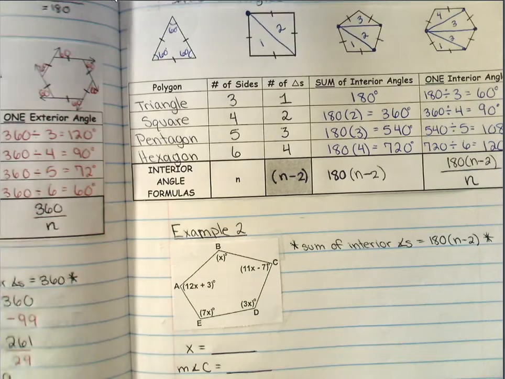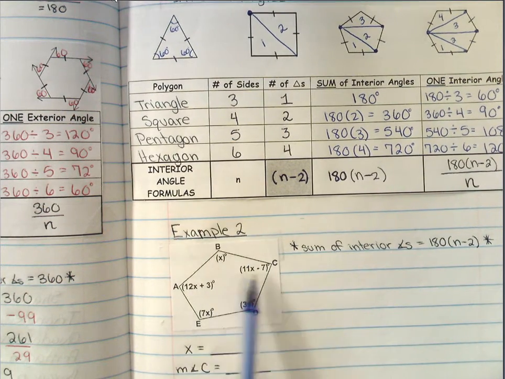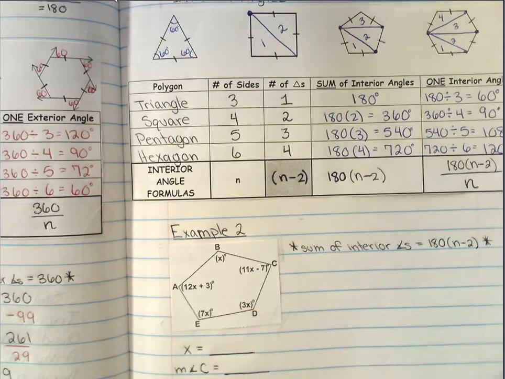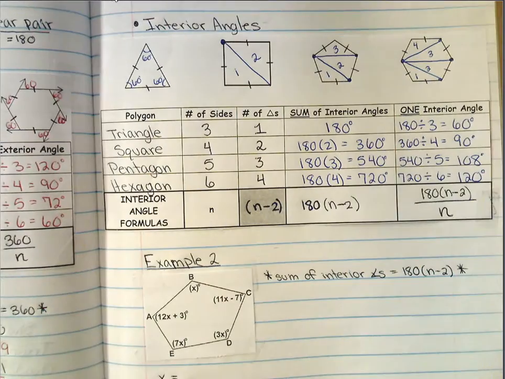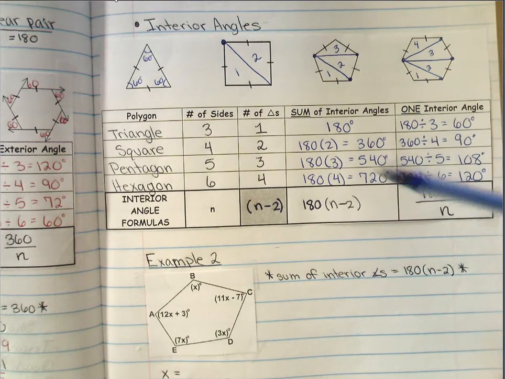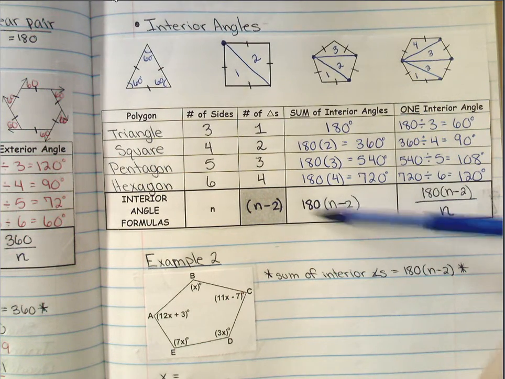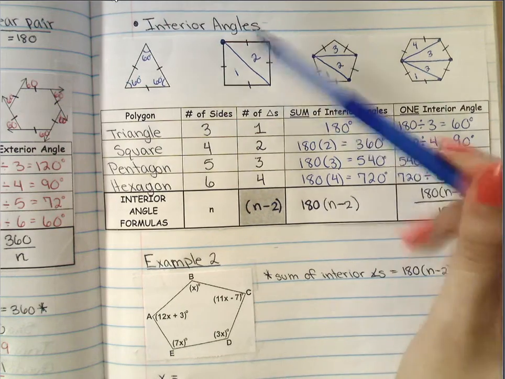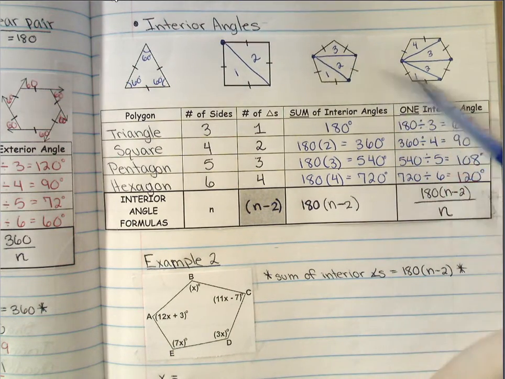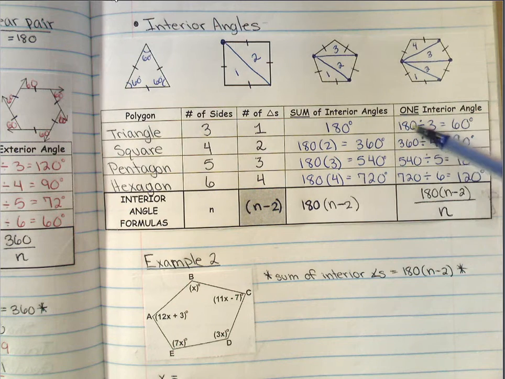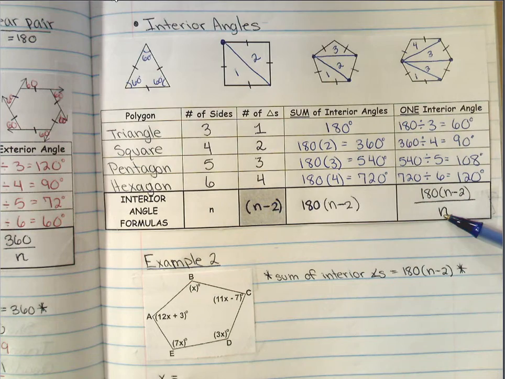Okay, so on example 2, we are now working with interior angles because the angles I'm given are inside of the triangle. Again, in class we went over how to figure out the formulas for interior angles. A summary of that: to figure out the sum of the interior angles, I have to do 180 times n minus 2. N minus 2 is the number of triangles created inside each shape. And if we want to find just one interior angle, we take 180 times n minus 2 and then divide it by the number of sides.